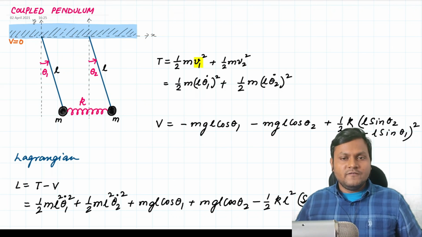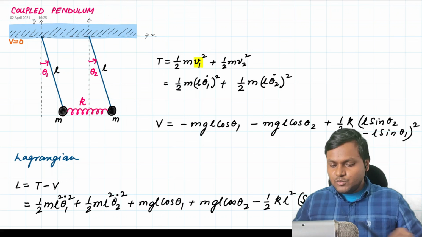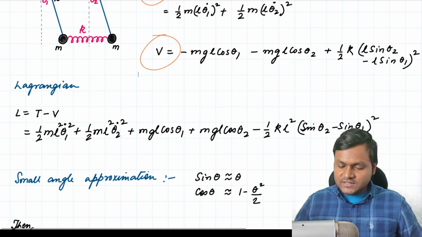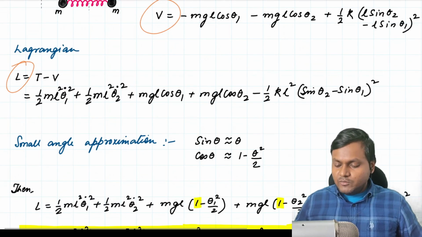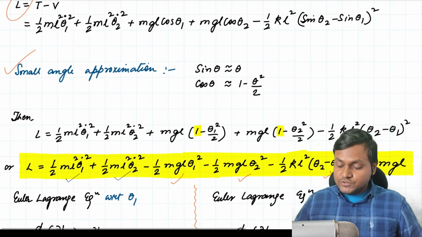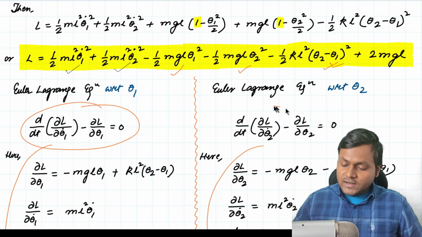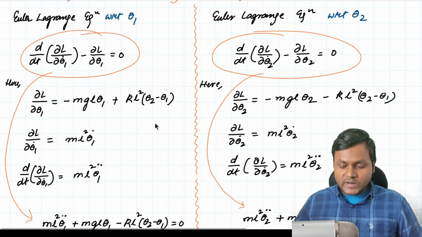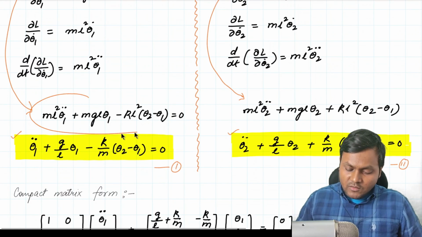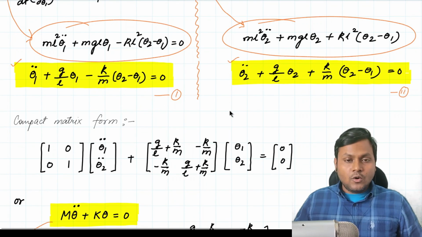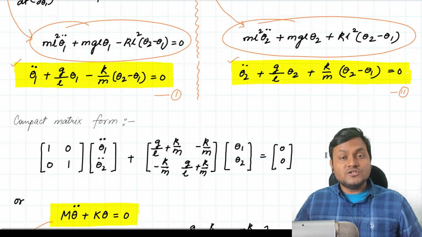So that is all for today. Let me do a very quick revision. For the coupled pendulum system, first we obtained the kinetic energy, then the potential energy, then the Lagrangian, and we also applied the small angle approximations. Using that, we got this expression of the Lagrangian, which we applied to the Euler-Lagrange equation for theta 1 and theta 2 respectively to obtain the equations of motion, which are nothing but two second order differential equations in terms of theta 1 and theta 2 that need to be solved simultaneously.